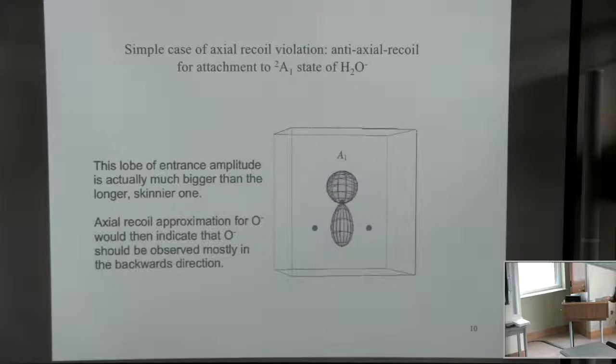Okay, now I'll talk about the simplest case of axial recoil violation that I've worked with. Here's the attachment probability for the A1 state of the water anion. What you can see here is that this lobe is actually bigger. There's actually a much greater probability for attachment from the top here. So if the oxygen behaves as per axial recoil, then you'd expect the electron to attach to the top here, and the oxygen to recoil in the backwards direction.